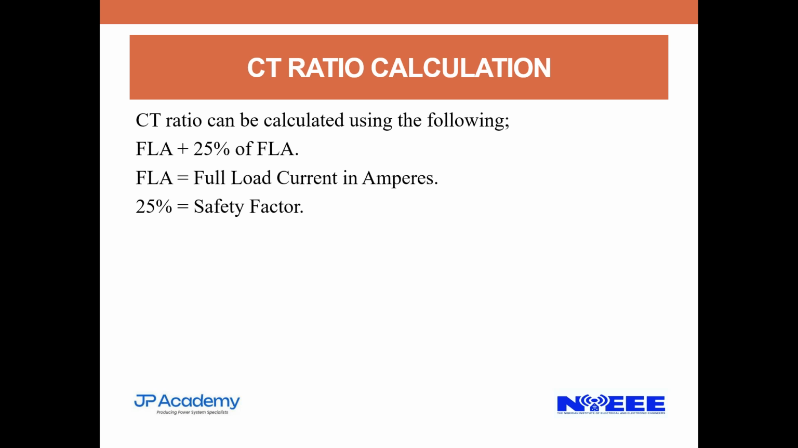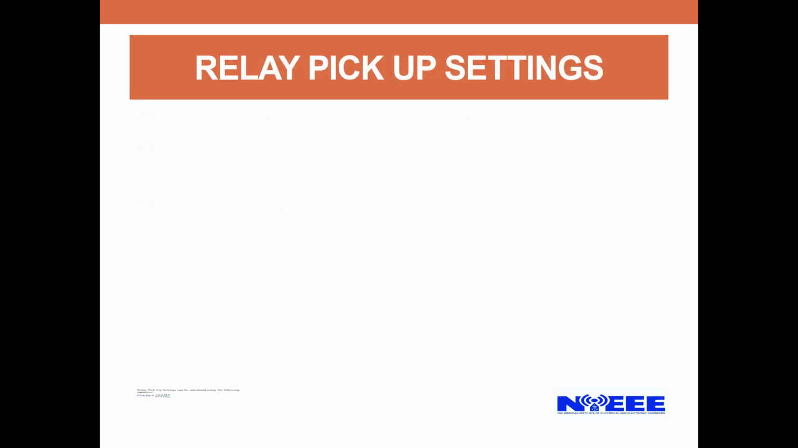And this full load current in amperes can simply be calculated by, assuming it's a load or a transformer, we identify the MVA rating, the power rating, and divide it by the square root of 3 multiplied by the voltage magnitude. So our CT ratio is basically 125% of our full load current in amperes. Next, we'll be looking at our relay pickup settings.